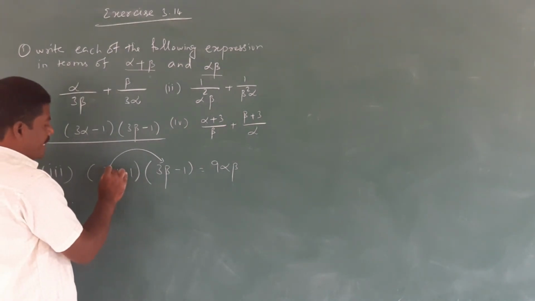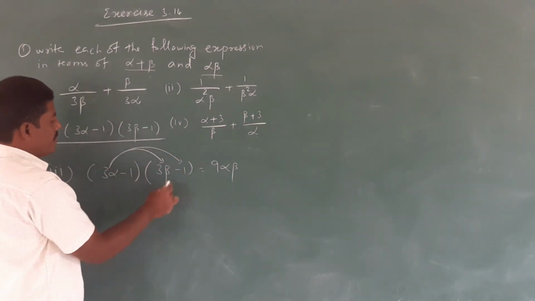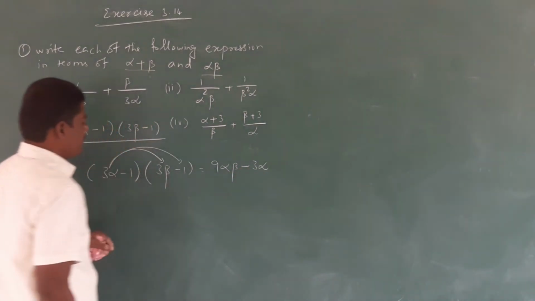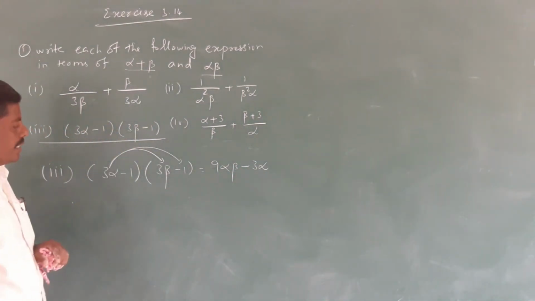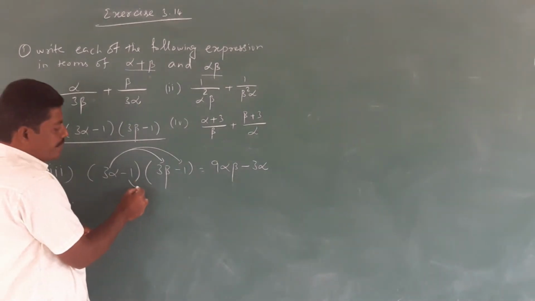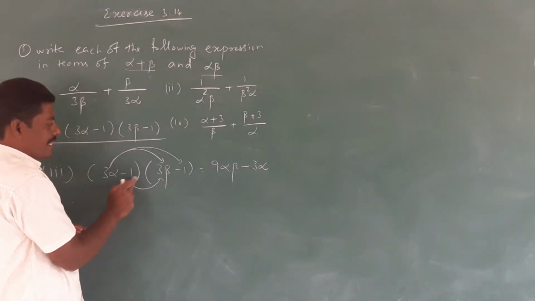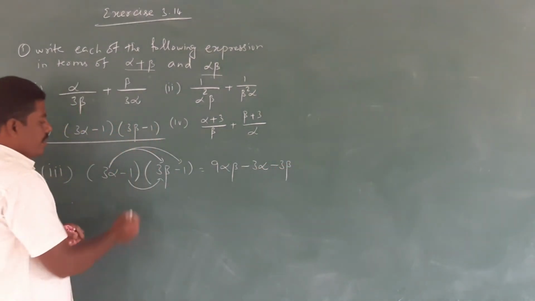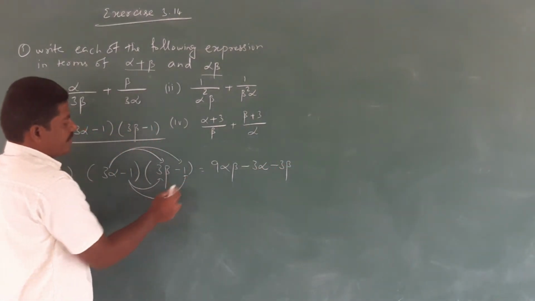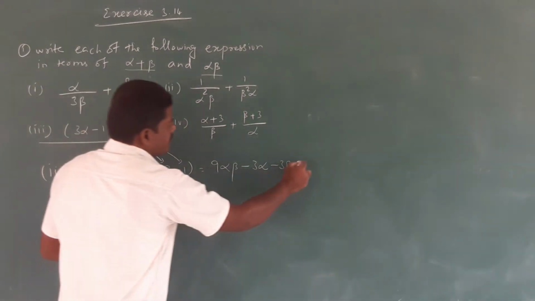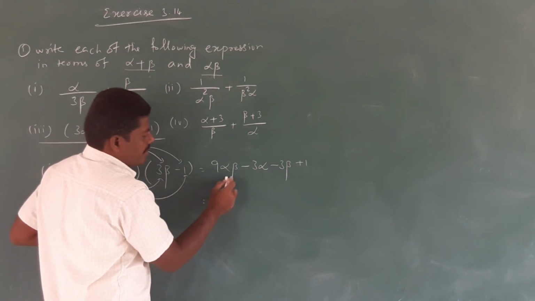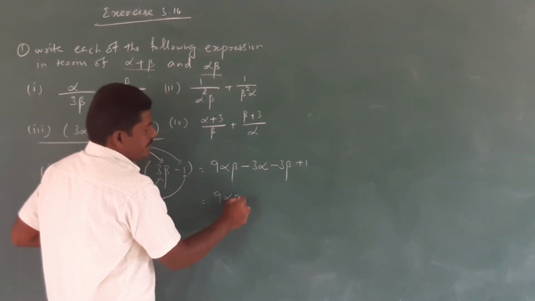Again you multiply 3 alpha with minus 1: minus 3 alpha. Understand? Now 3 alpha is over. Next you take minus 1 multiplied with 3 beta: minus 3 beta. Minus 1 multiplied with minus 1 is plus 1. So this is over. Next we can write 9 alpha beta.